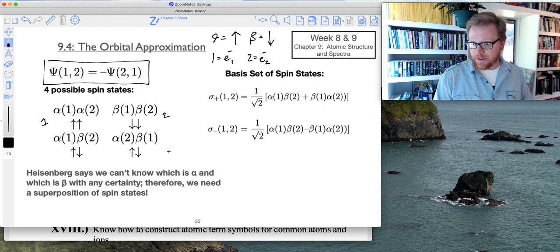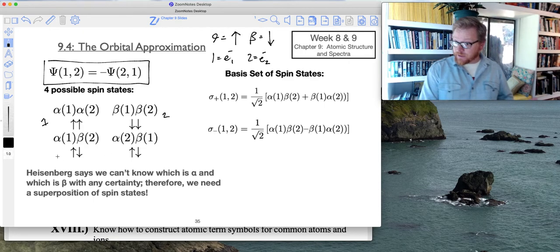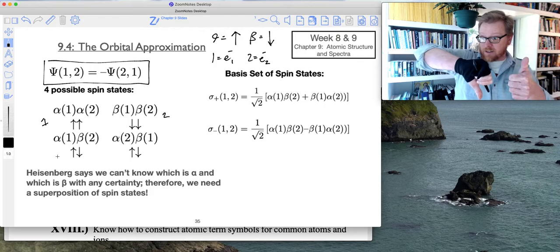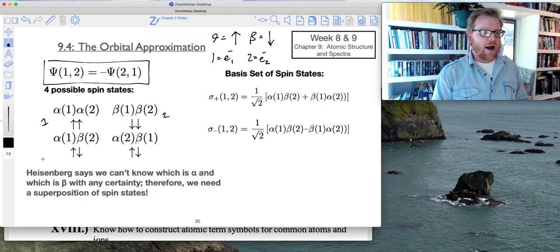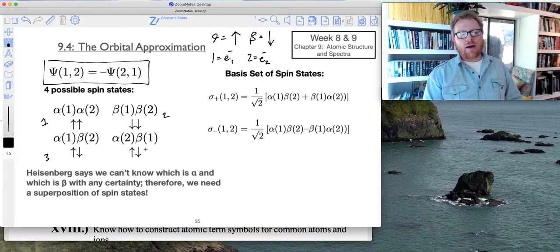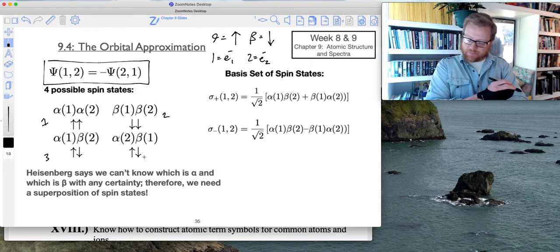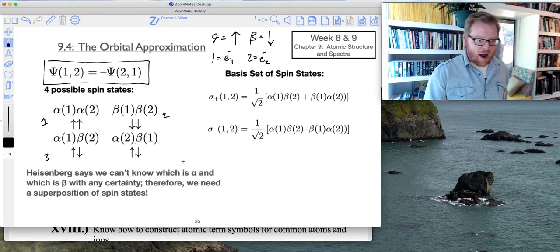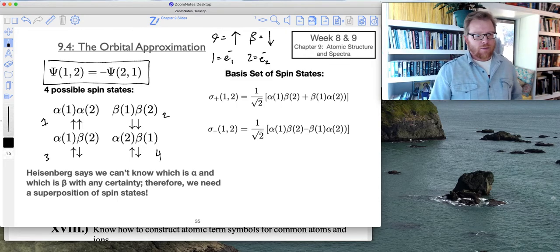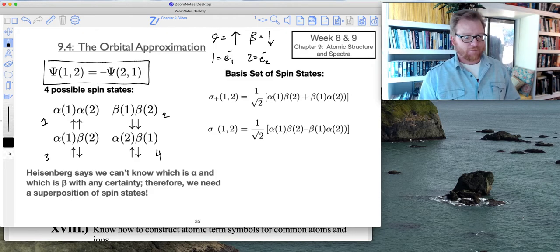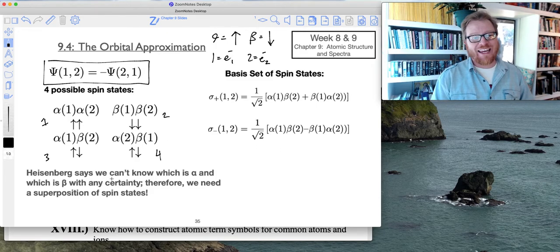That's a second possibility. I could have them paired up, like we talked about, alpha, beta, spin correlated. That's a third possibility. And I could keep them paired up, but then switch the positions. That is my 4th possibility. But because Heisenberg says we can't know which is alpha and which is beta with any certainty, we need a superposition of spin states.